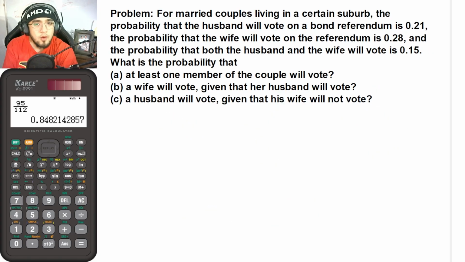Okay? So in our sample problem here, for married couples living in a certain suburb, the probability that the husband will vote on a bond referendum is 0.21. The probability that the wife will vote on the referendum is 0.28. And the probability that both the husband and the wife will vote is 0.15. What is the probability that at least one member of the couple will vote, a wife will vote given that her husband will vote, and the husband will vote given that his wife will not vote?